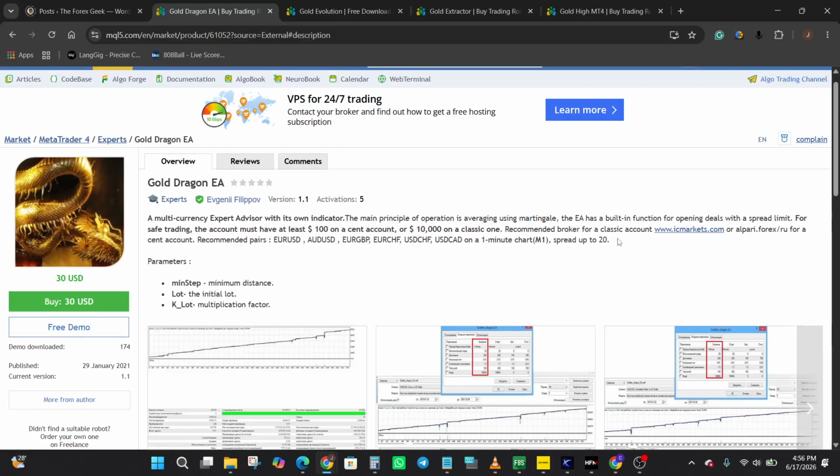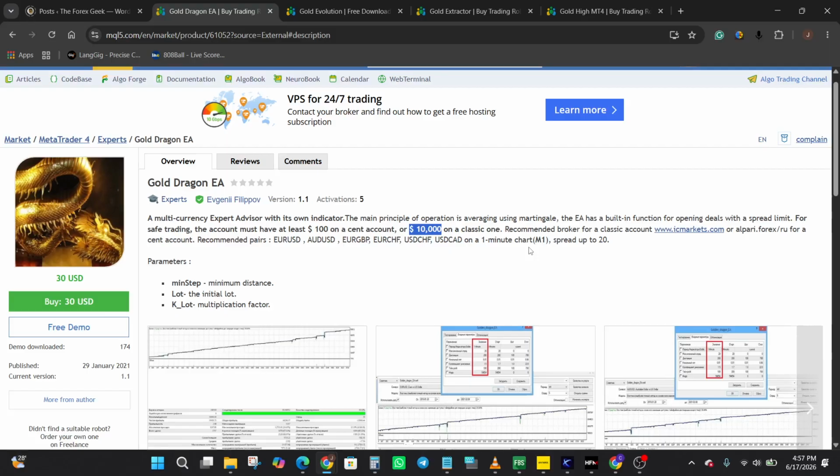The developer also provides account recommendations for what they consider safer operation. They suggest a minimum of $100 on a cent account, or approximately $10,000 on a standard account. These recommendations are worth paying attention to since they reflect the capital requirements the developer believes are appropriate for the EA's trading approach.